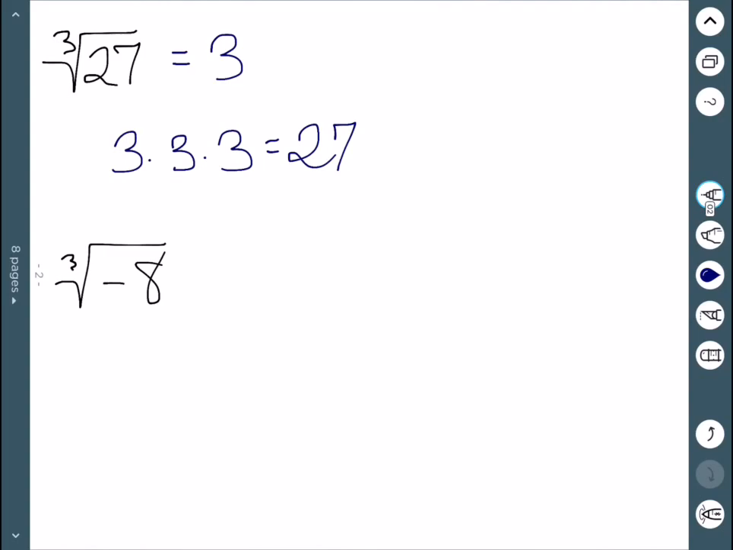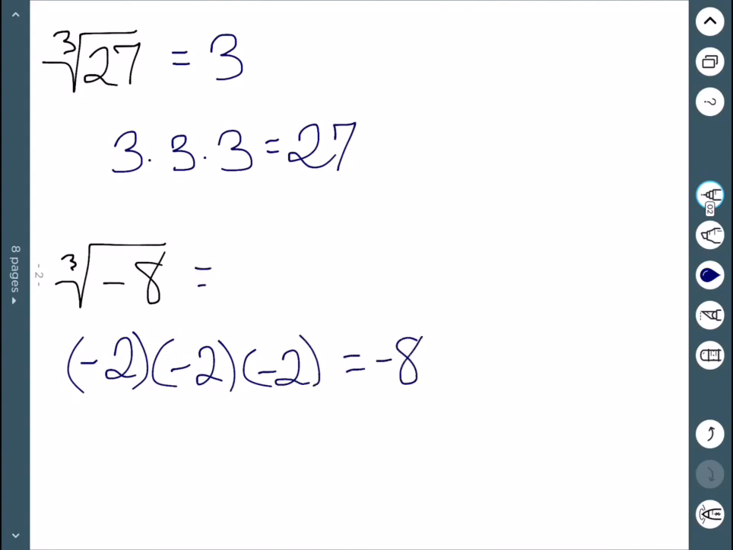The cube root of -8. When we were dealing with square roots, we could not take the square root of a negative number. However, if we're taking an odd power root, then we can take negative numbers. For instance, -2 times -2 times -2 is -8. So the cube root of -8 is -2.